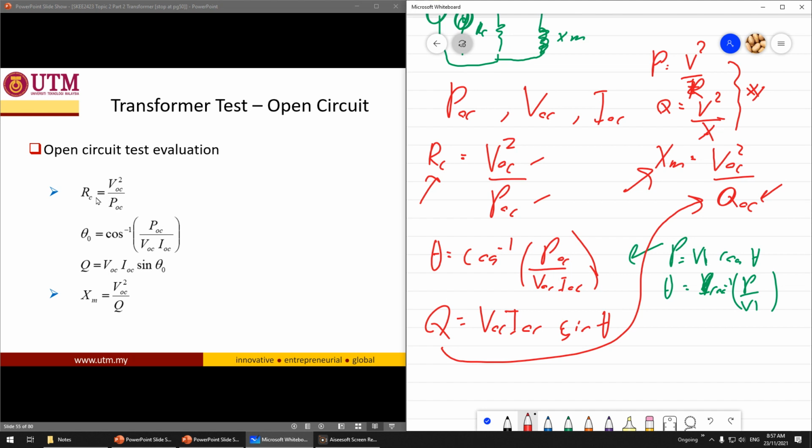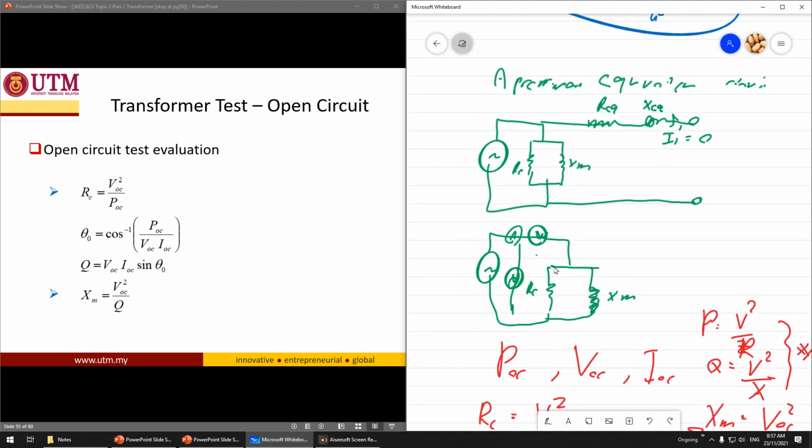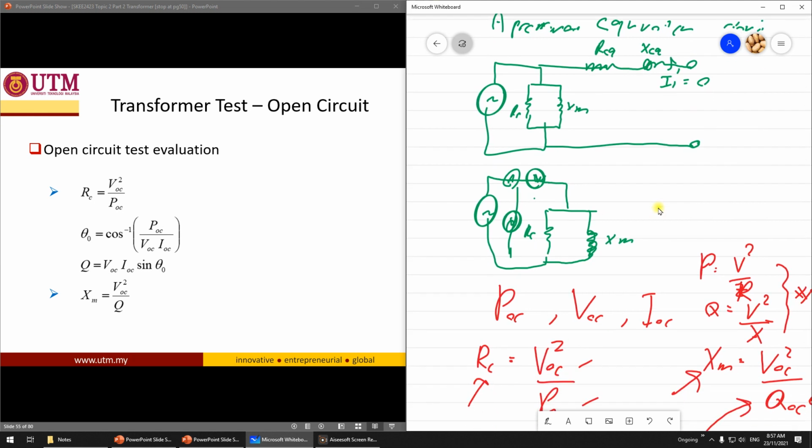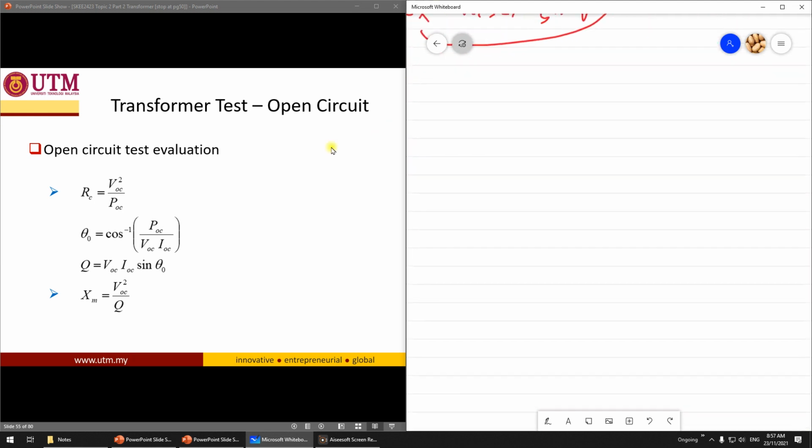You have to find RC first using V squared divided by P, and then you have to find the theta open circuit. And then you find the Q, and you use XM equals VOC squared divided by Q. Make sure you use the VOC, because this is open circuit, so the voltage is the constant one. So this is the open circuit test.